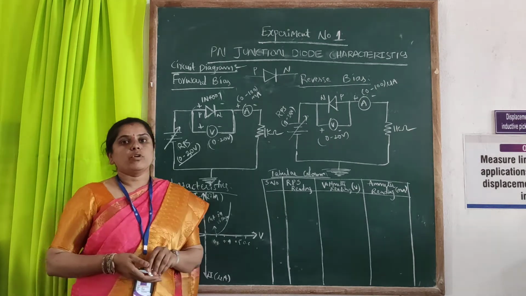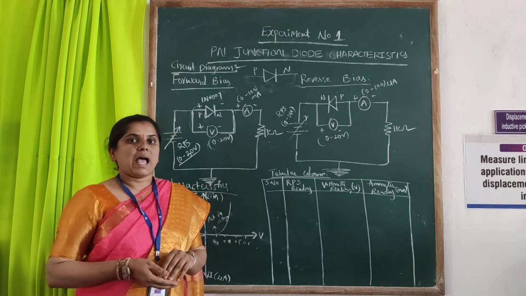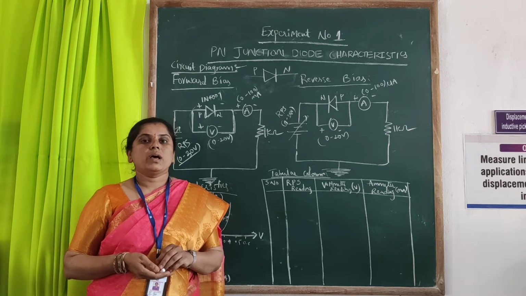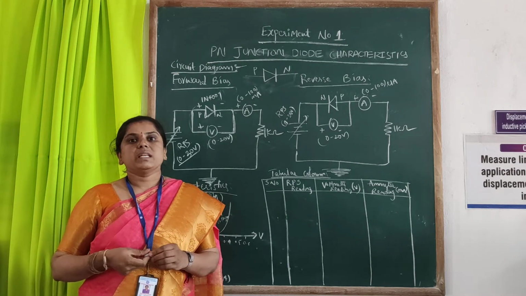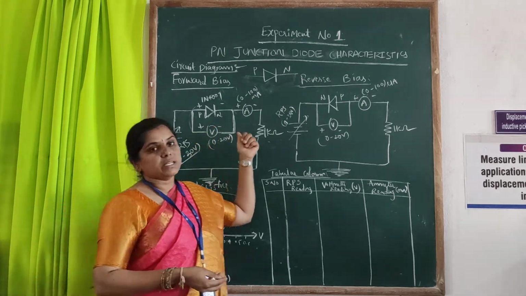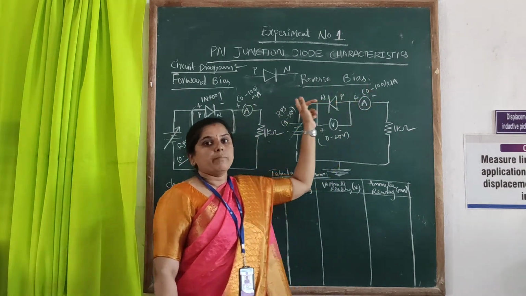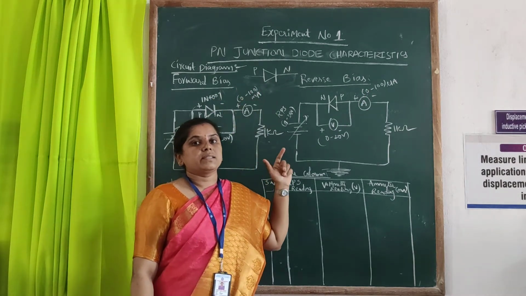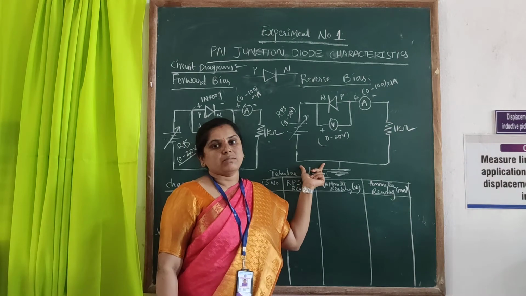Today we are discussing about electronic devices and circuits lab. The main objective of this lab is to learn about the active components like PN junction diode and transistors, and the application of this PN junction diode and transistor. The first experiment is PN junction diode characteristics. The main aim of this experiment is to plot the characteristics of PN junction diode in forward bias mode and in reverse bias mode.